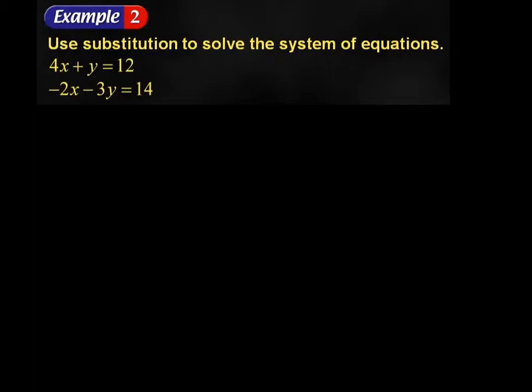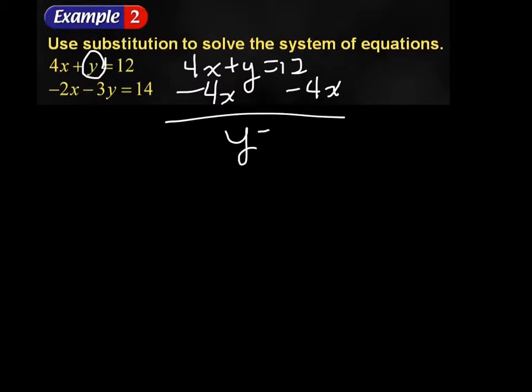Okay, this time they weren't as nice. They didn't solve for either variable for us. So the easiest variable to solve for is this y because there's no coefficient in front of the y. So let's rewrite that: 4x plus y equals 12. I'm going to subtract 4x from both sides of the equation. And this is what they gave us to start off with in the other equation. y equals 12 minus 4x.